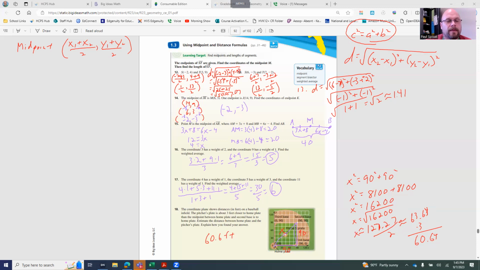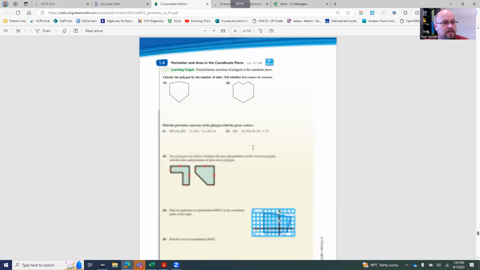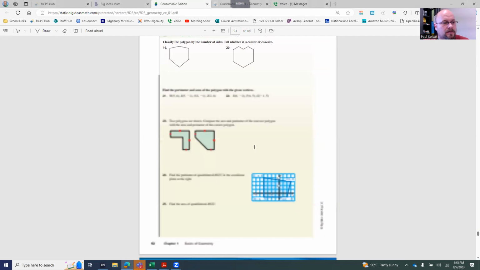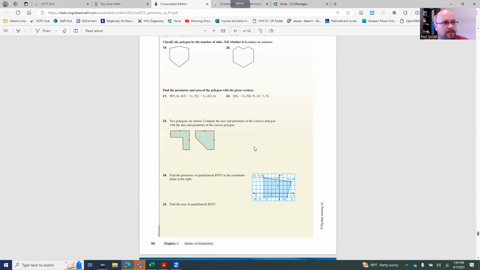All right. Let's see if we can't do one more section. So let's clear that off. Let's go to this is now 1.4. Get it right where I want it.